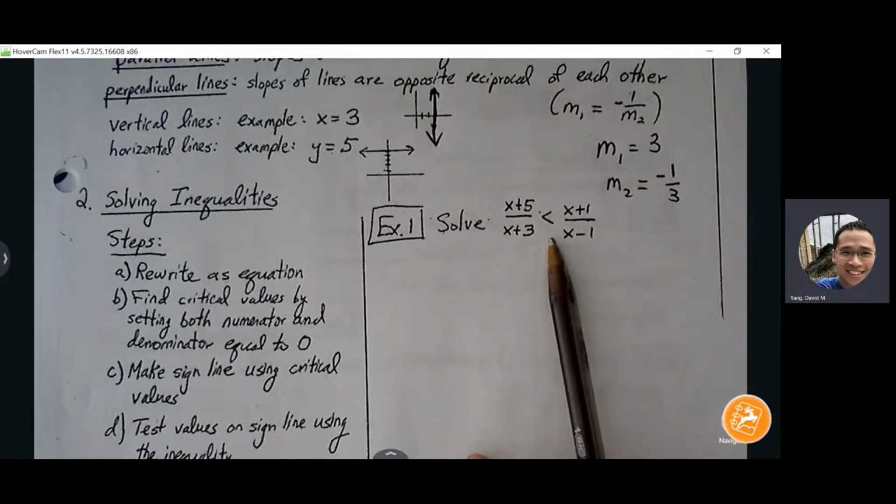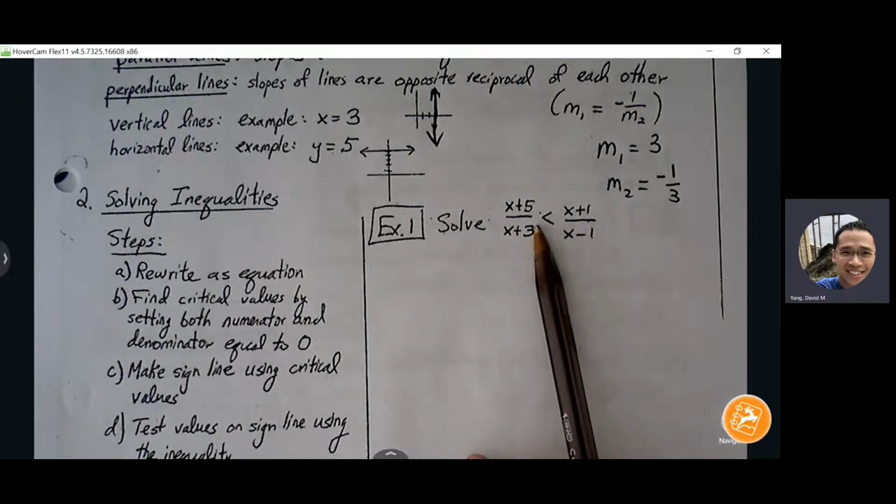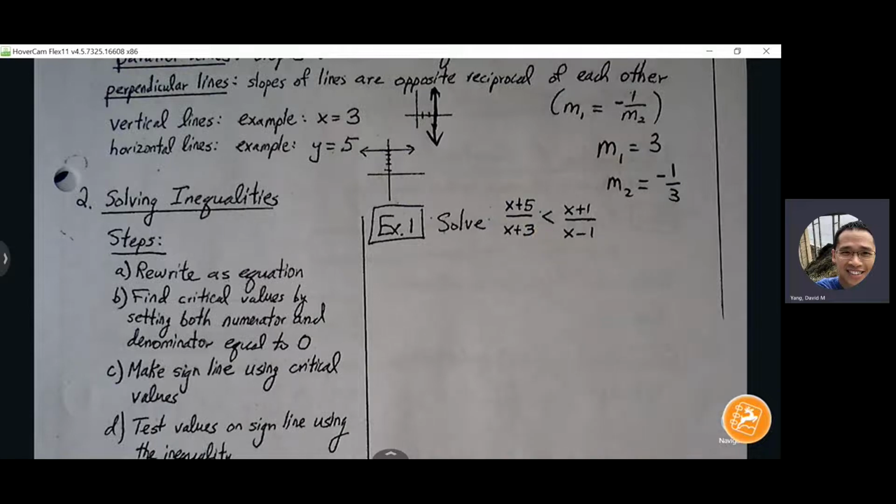Now, when we're looking for a solution for an inequality, it's not just going to be a number, right? It's going to be a range of numbers. We want to find all the values where (x + 5)/(x + 3) is less than (x + 1)/(x - 1). It'll be a range of values. So we're going to find critical numbers to help us figure out where the separation is for each interval.